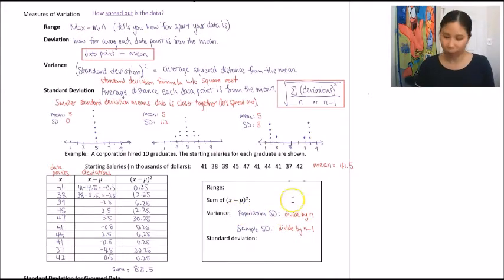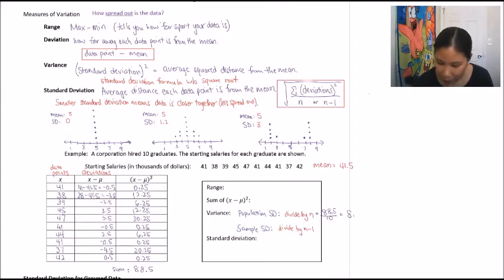So let's pretend for now that our data set is from a population. This would be something like a corporation hired 10 graduates in total, so these are all the new hires. Then we would take that 88.5 that we got when we added up all our deviations squared, and divide by 10 because we had 10 graduates total. 88.5 divided by 10 is 8.85. That would be the population variance.